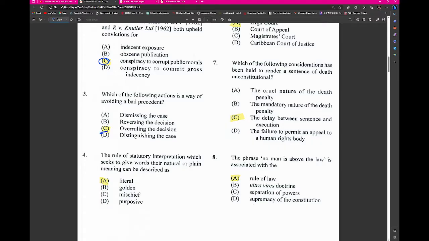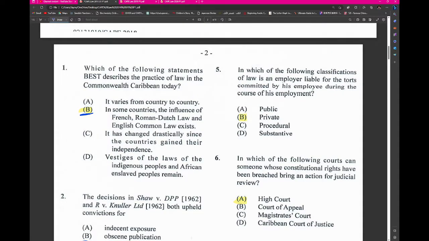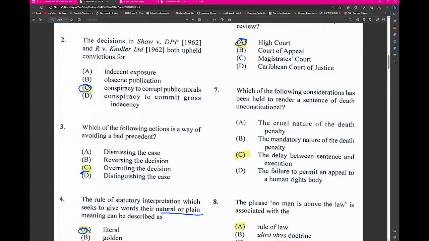This is true. The statutory rule of interpretation seeks to give words their natural or plain meaning. So the literal meaning of words would be literal. Classification of law where an employer will be liable for the torts committed by his employee. This would be private. In which of the following courts can someone whose constitutional rights have been breached bring forth action of judicial review? This would be the High Court. Most likely the High Court or the Supreme Court, but yes.